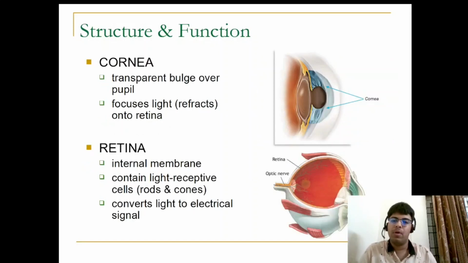Next is the cornea. The cornea is a cup-like structure, a transparent bulge over the pupil, which focuses the light onto the retina, meaning it contracts and relaxes the eyes, which again focuses the light entering the eye. Next is the retina, which is the internal membrane and contains the light receptors, which are our rods and cones. These also convert the light into electrical signals.